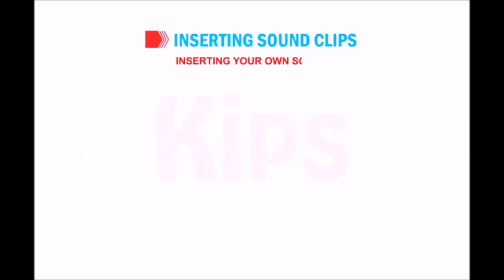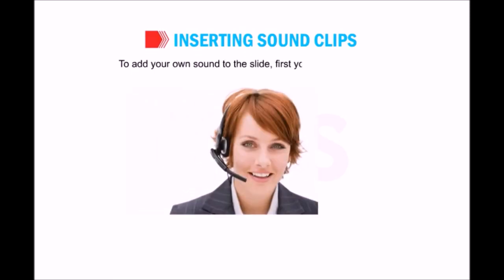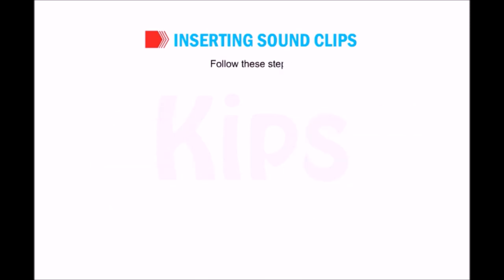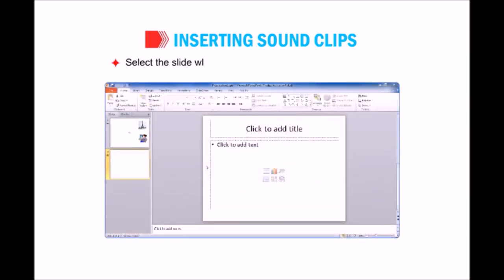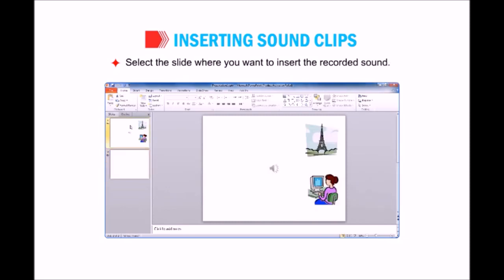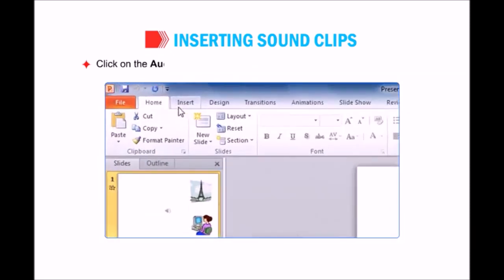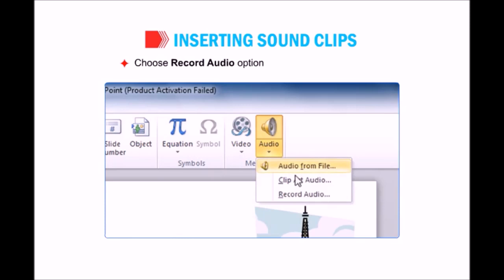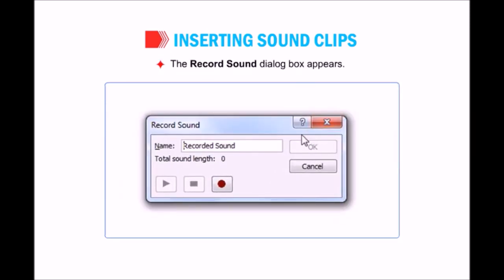Let me tell you how to insert your own sound. To add your own sound to the slide, first you have to record it. While recording your sound, it is essential to connect a microphone to your computer. Follow these steps. Select the slide where you want to insert the recorded sound. Click on the audio drop-down arrow in the Media group on the Insert tab. Choose the Record Audio option from the drop-down menu. The Record Sound dialog box appears.